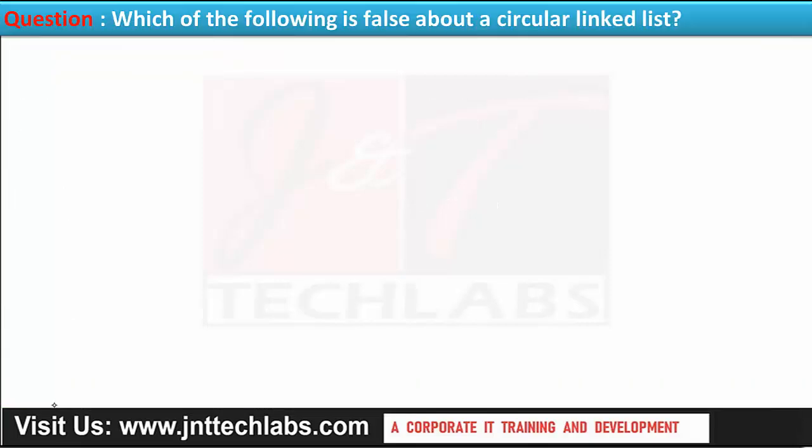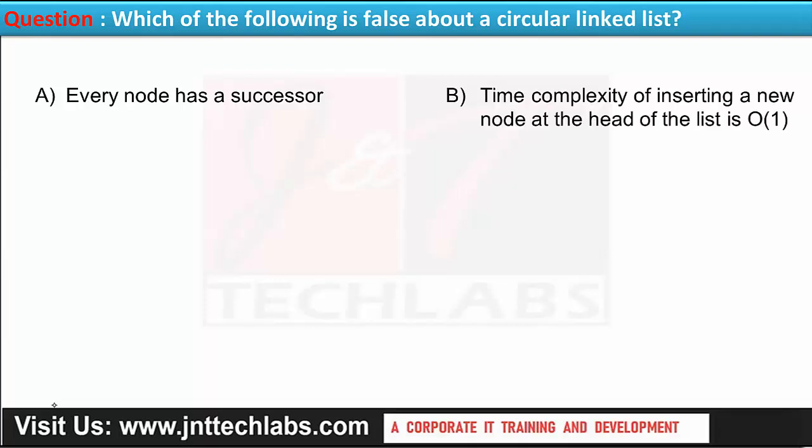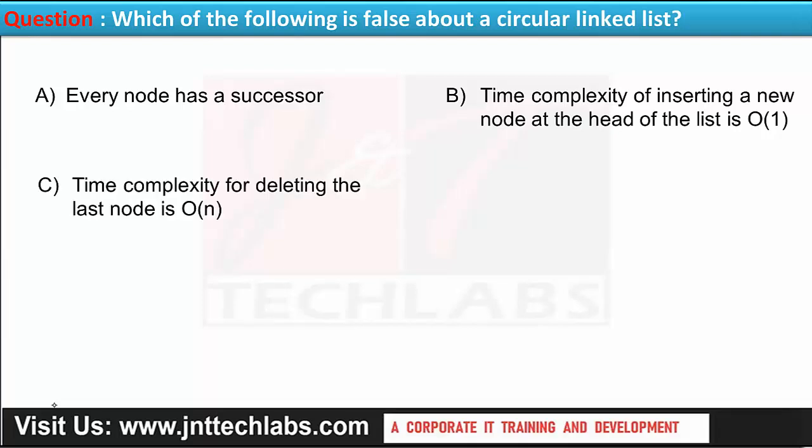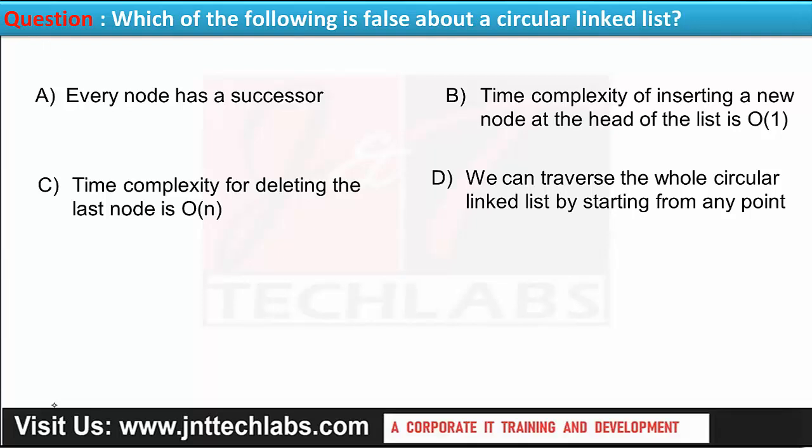Coming to another question: which of the following is false in a circular linked list? Every node has a successor; the time complexity of inserting a new node at the end of the list is order of n; the time complexity for deleting the last node is order of n; and we can traverse the whole circular linked list by starting from any point.